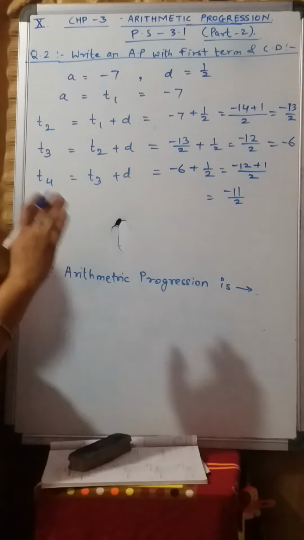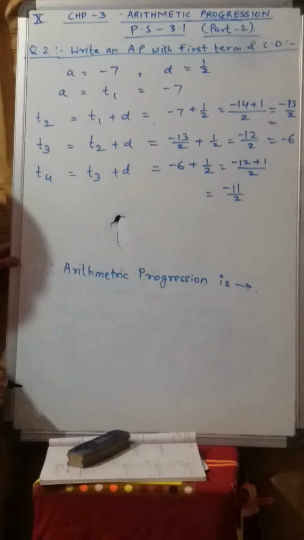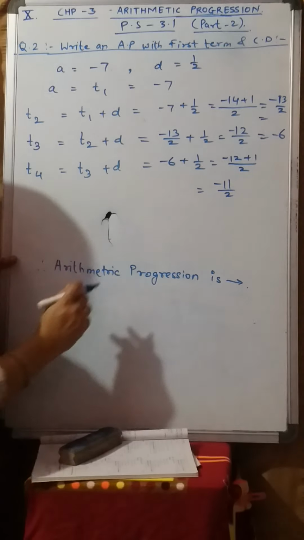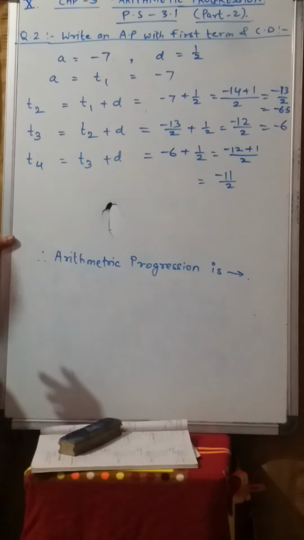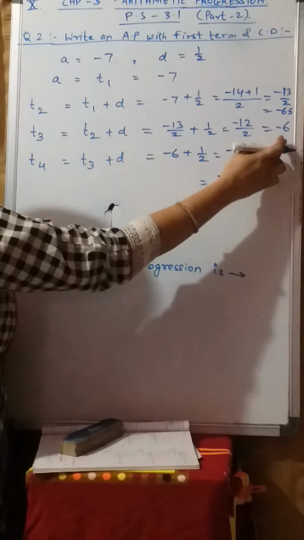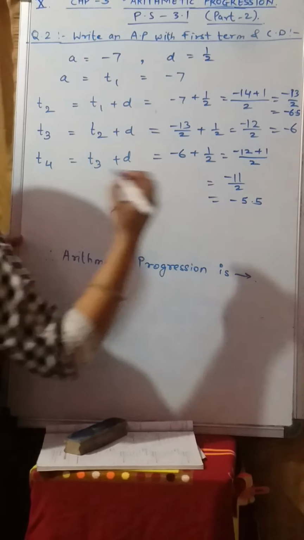See, you can write these numbers in decimals also. -13 upon 2, we can also write it as -6.5. Okay, -13 upon 2 is -6.5. This is -6, and what you can write here is -5.5.